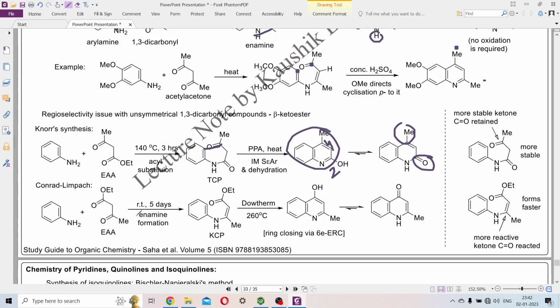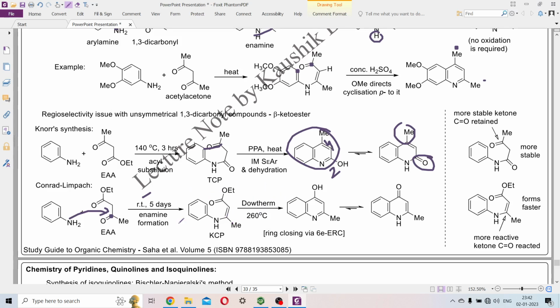But if the same reaction is done at room temperature for 5 days, then the enamine formation takes place. This time we had an amide formation, and this time we have enamine formation. So it is this carbon which is more electrophilic and undergoes this reaction. Because this is at room temperature, it is the kinetic control, so that forms faster.